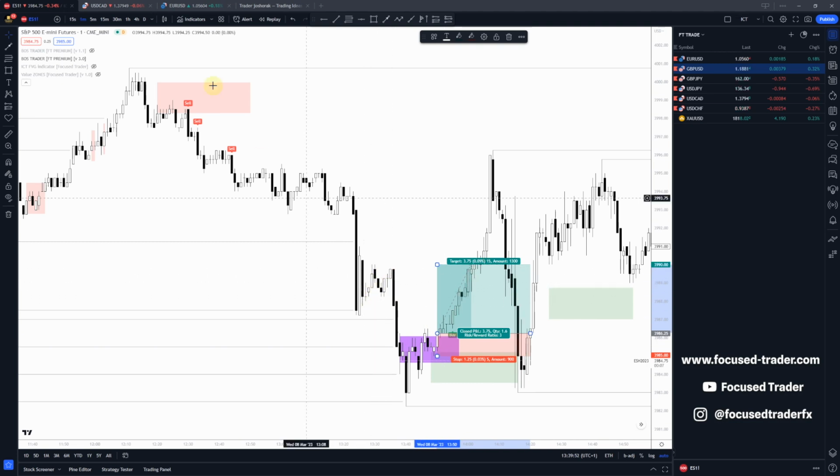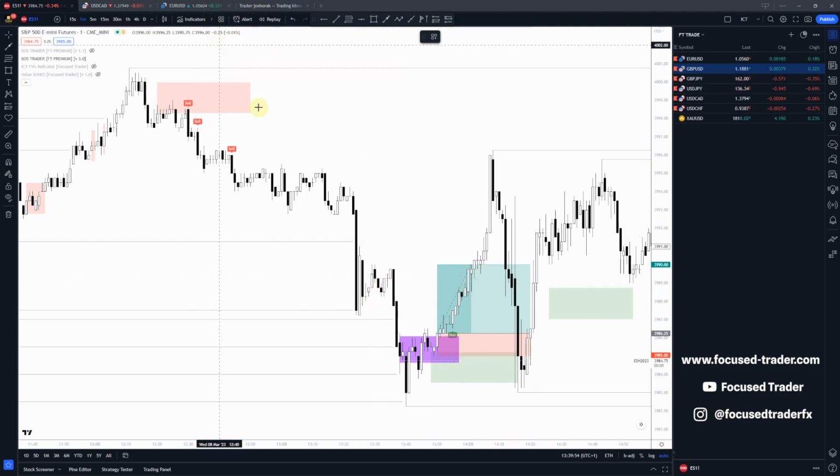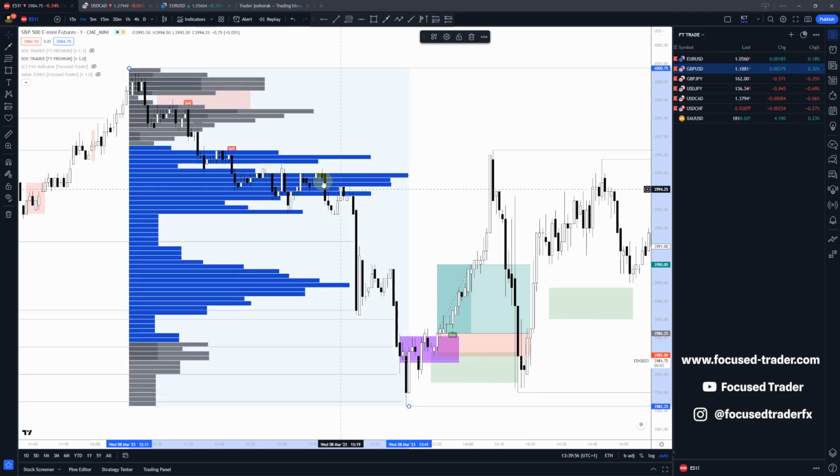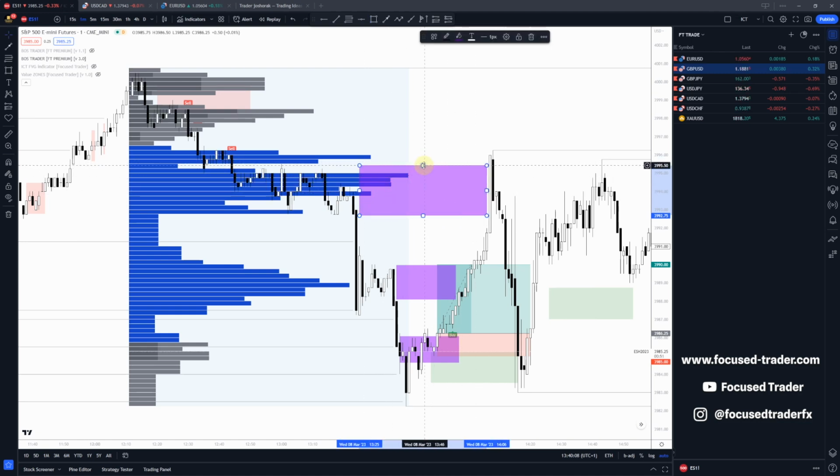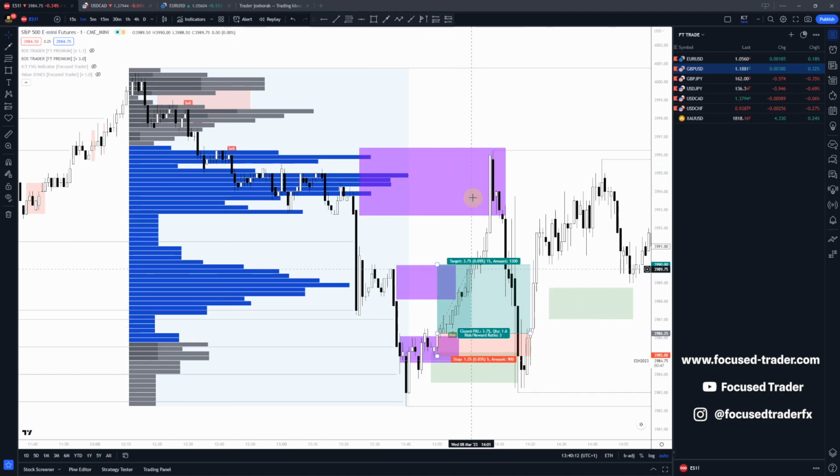And as you can see, the first consolidation is there. Let me actually draw a volume profile of this section, and you can see that there is a value area here, and there is a value area here. Actually, I will also include this section there. So these are two resistances that we have on the way to the upside.